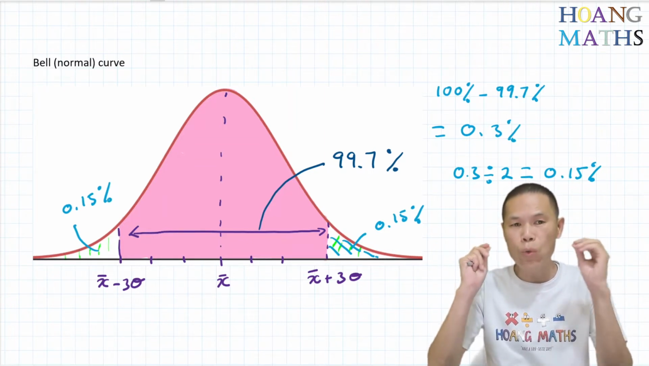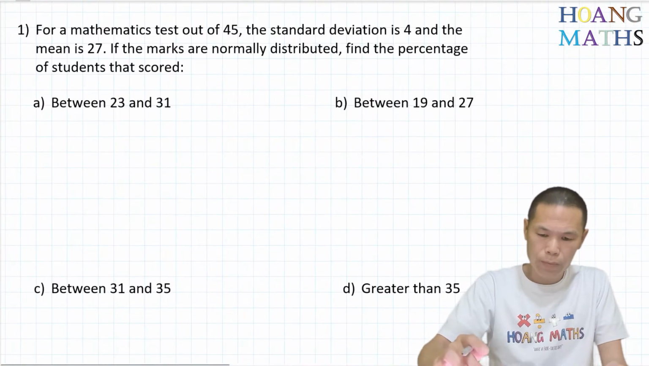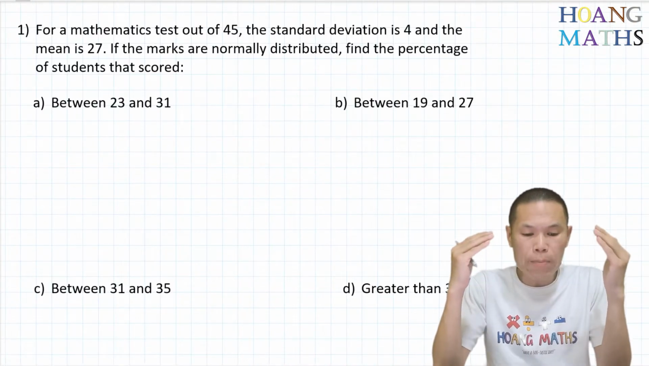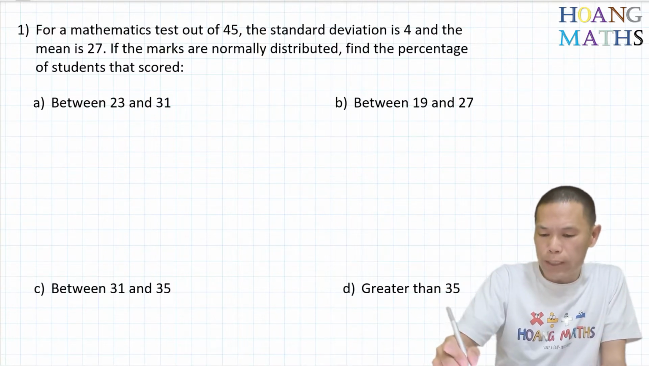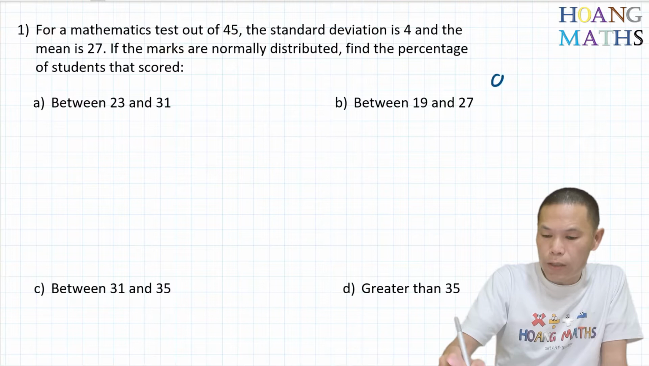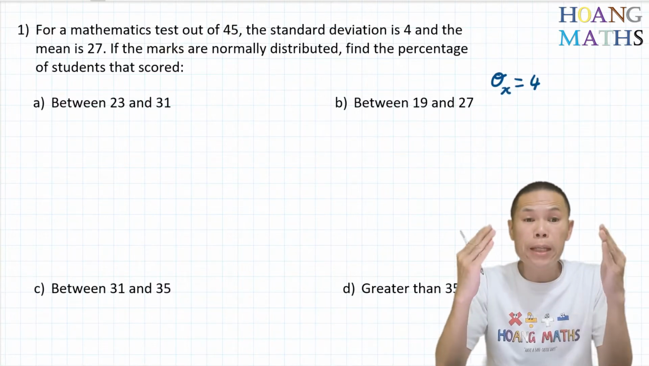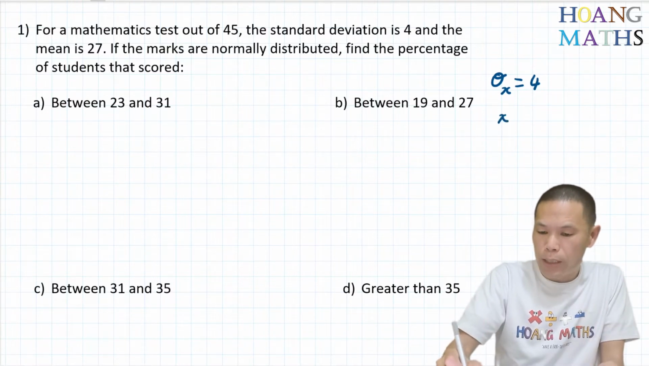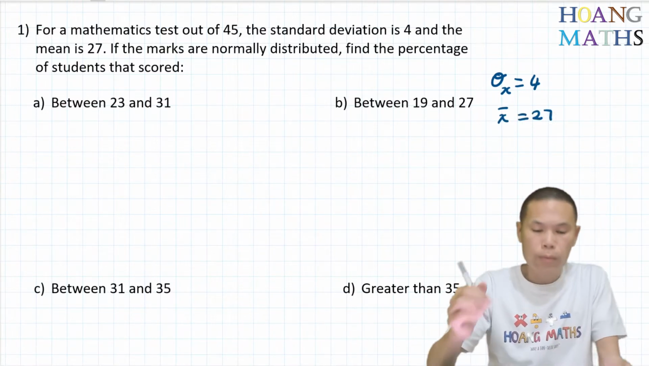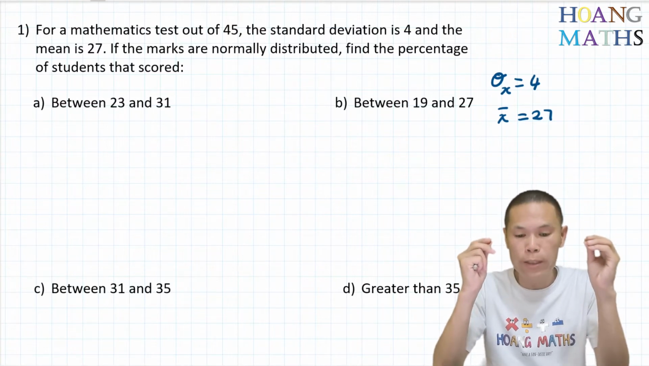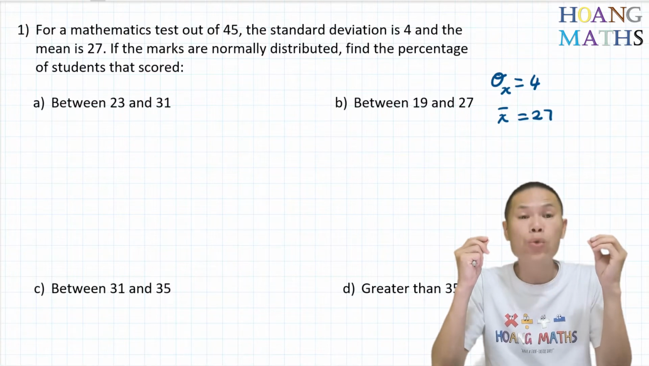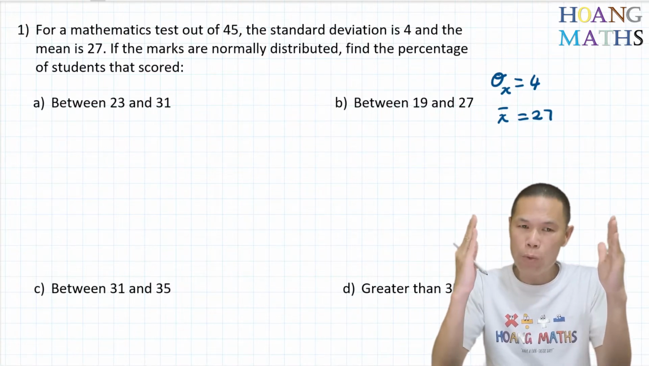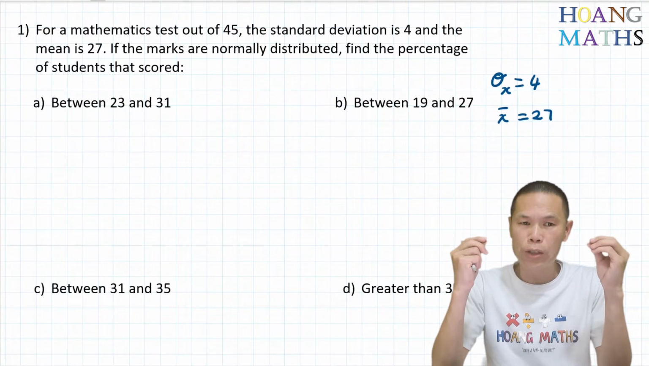So let's just go through one example. For a mathematics test out of 45, the standard deviation is 4. So let me just write this down. The standard deviation is 4, and the mean is 27. If the marks are normally distributed, find the percentage of the students that score between 23 and 31. So step number 1, we need to draw a normal distribution curve first.